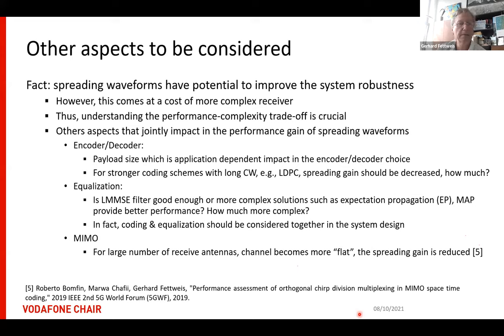So what is the fact? We've learned spreading waveforms is really the way to improve the system robustness, if you need to. Remember, this is only for channels that are not just time frequency selective, but time frequency dispersive, really double dispersive channels. That's when I need it.